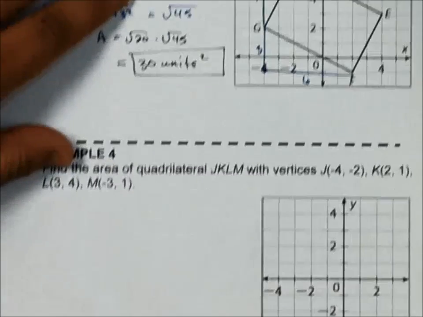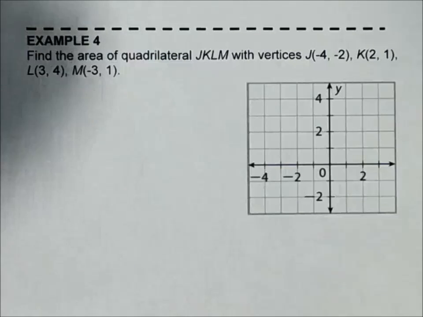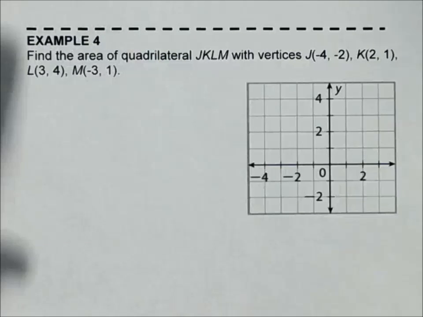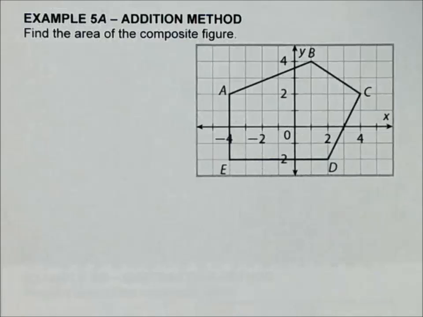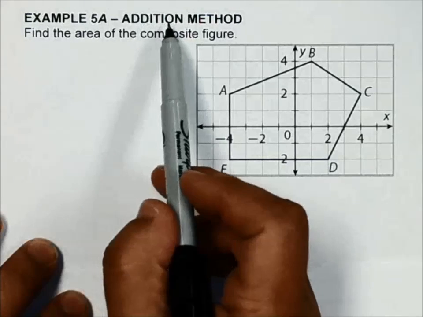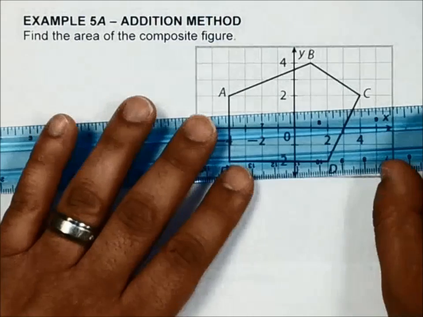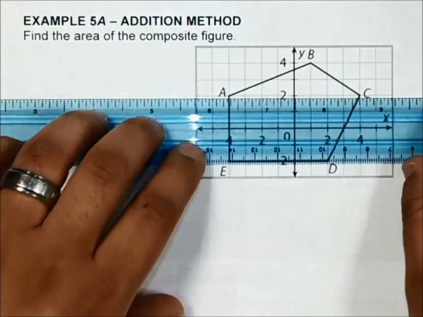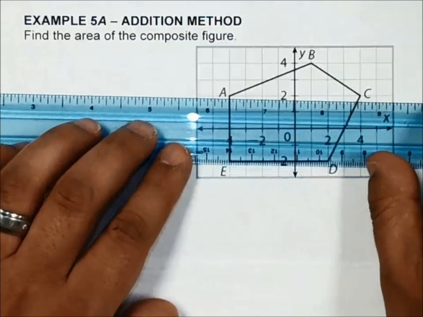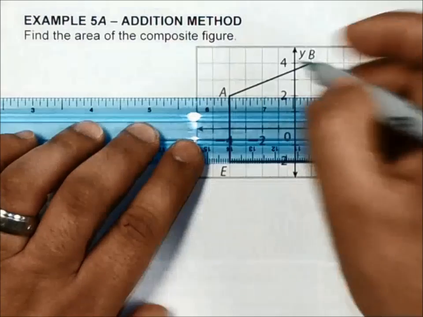Okay. Number 4, I'm going to leave this one up to you to do. You're going to have to look at example 2 and example 3 to get this answer. On example 5, I'm going to show you two things. I'm going to show you one that's called the addition method, and then one that's called the subtraction method, just to show you that there's a different way of looking at how to do these problems. So first, I'm going to take this composite figure and separate it into two shapes that I can find the area of each, and then put them together.